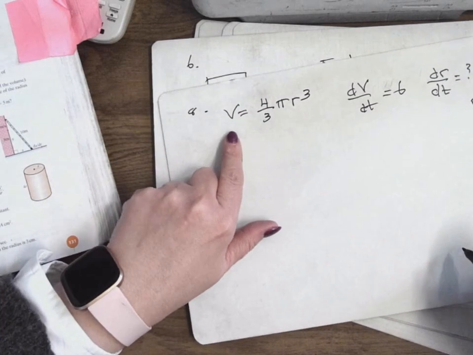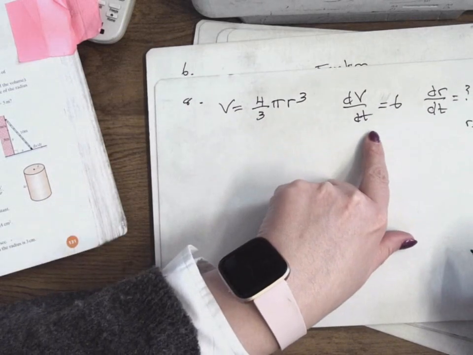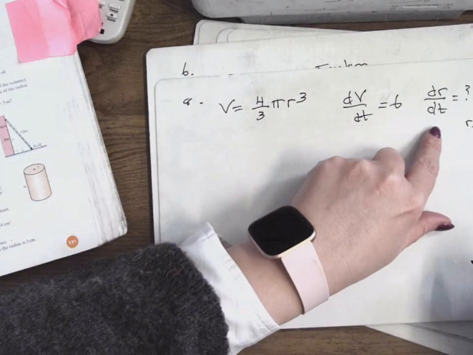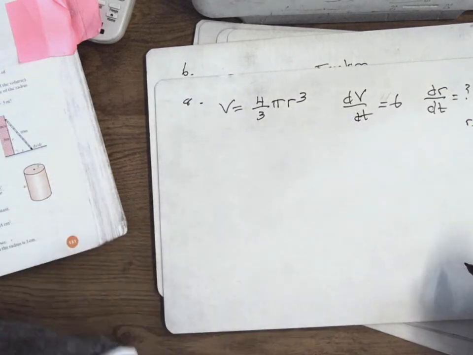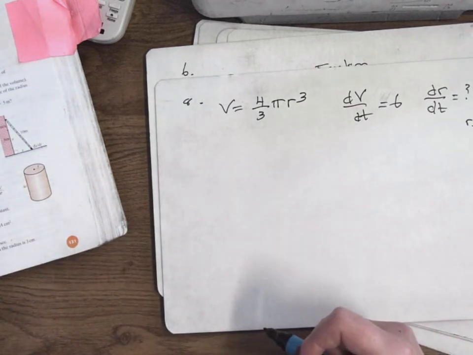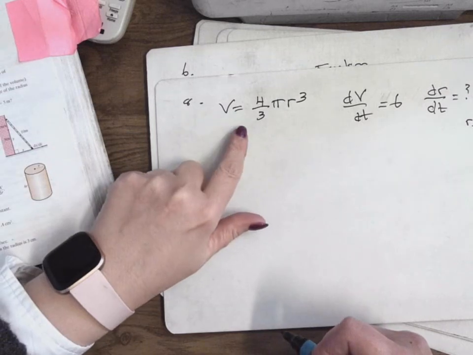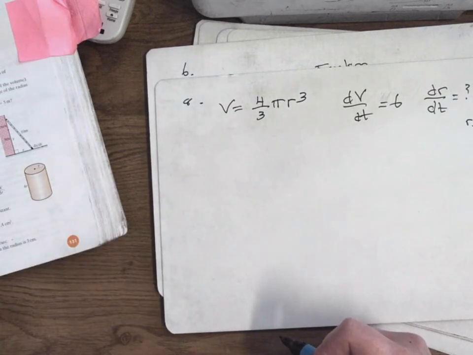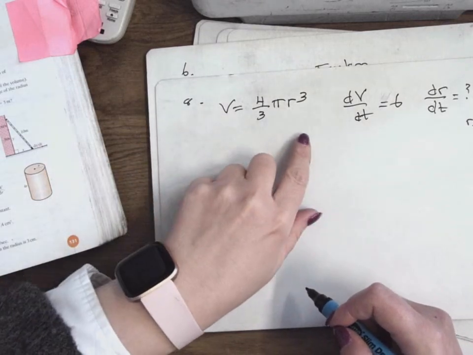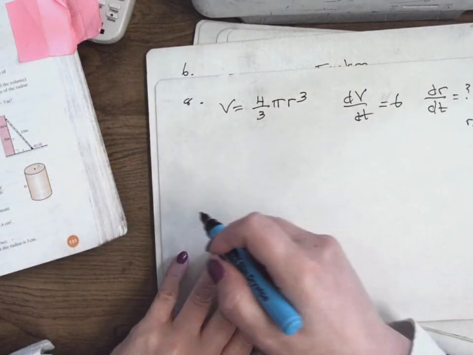So there's my equation. There's my rate of change that they gave me. This is the rate of change that I'm looking for. So that's what you need: an equation, one rate of change, and the rate of change you're looking for. Sometimes you have to get the equation yourself, sometimes they give it to you. Okay, I can differentiate this.